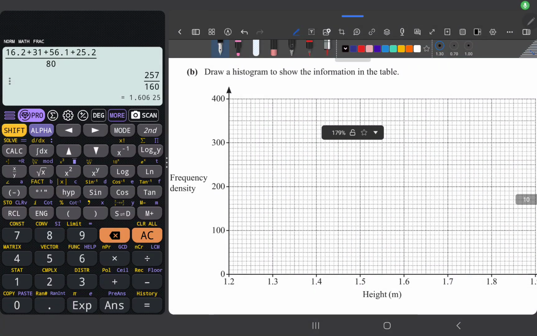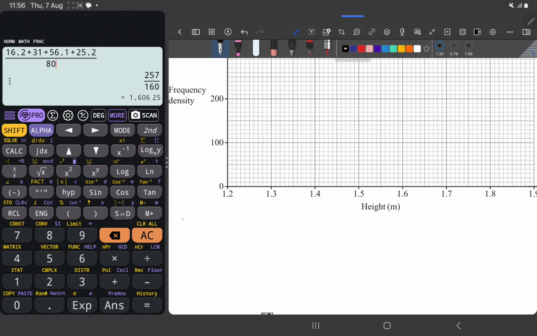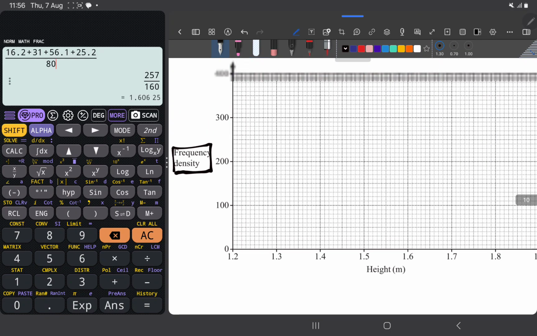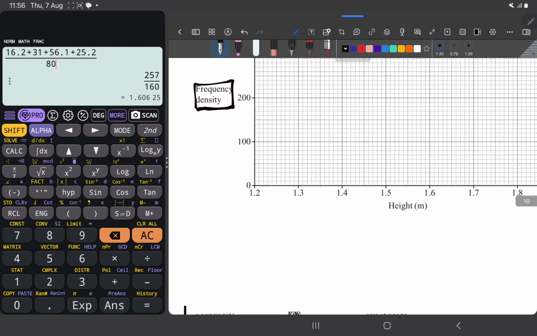So now let's do this question which says, draw a histogram to show the information in the table. The histogram is built on one thing and one thing only, and that keyword is frequency density. If you want to ever be able to plot a histogram, you have to know how to get frequency density.